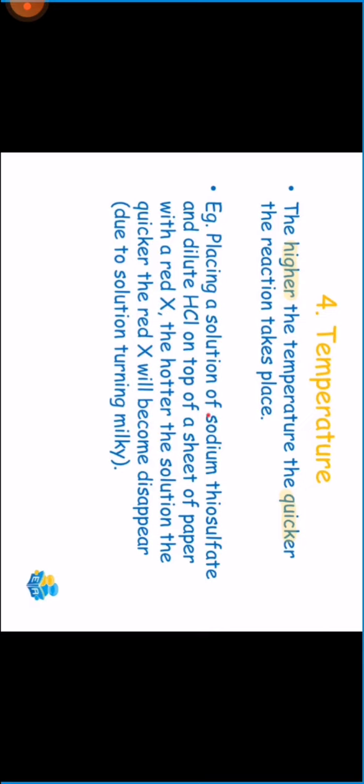An example of this is placing a solution of sodium thiosulfate and dilute hydrochloric acid, mixing them together and placing them on top of a sheet of paper with a red X. The hotter solution will react quicker and the red X will disappear quicker as a result, due to the formation of a milky precipitate in our solution. We will look at this in greater detail in a later video.